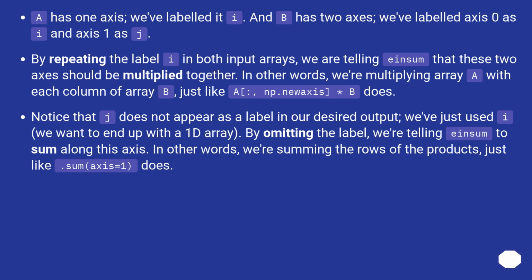By repeating the label i in both input arrays, we are telling einsum that these two axes should be multiplied together. In other words, we're multiplying array A with each column of array B, just like A[:, np.newaxis] does. Notice that j does not appear as a label in our desired output, we've just used i, we want to end up with a 1D array. By omitting the label, we're telling einsum to sum along this axis. In other words, we're summing the rows of the products, just like .sum(axis=1) does.